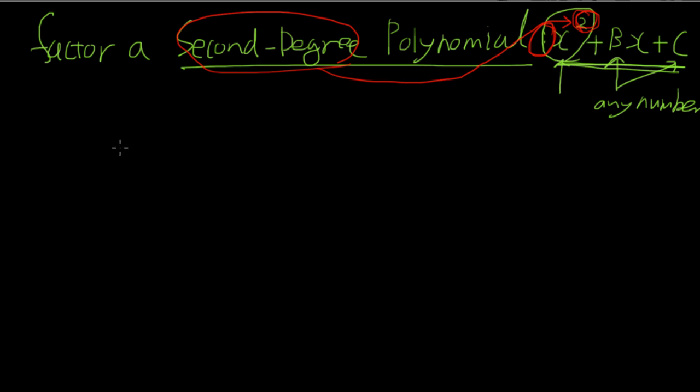So let's say we have x squared plus 7x plus 12. Let's say we have something like this. This is second degree because of this 2. And it's also in this form because the first term is just x squared, no number in there. And we have a number there, and we have a number there, right? The x term and the number term.